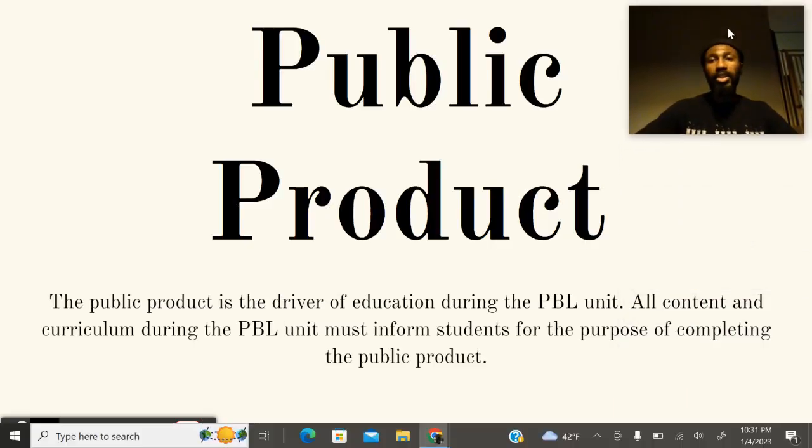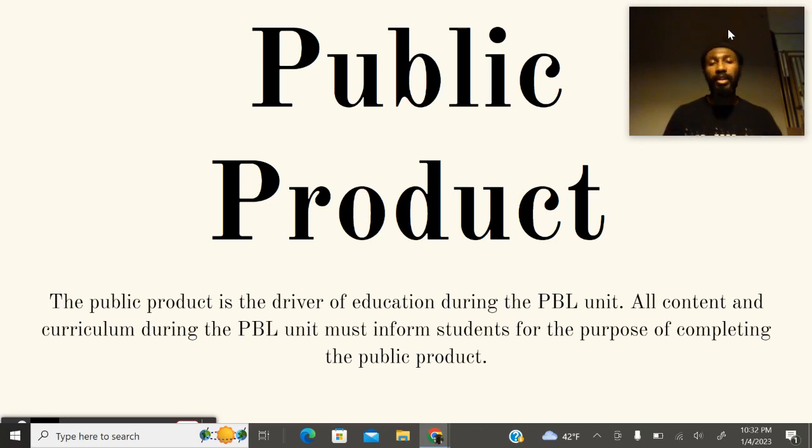So just to make sure we're all on the same page as far as what a public product is, I've included a definition below. In summary, a public product is the end goal and the main driver of your PBL. The public product or project is not just what your students are going to have finished by the end of the PBL unit, but what students are working on from the start of the unit to the end. It is the driver of content. Students are going to learn what is relevant to complete this product.